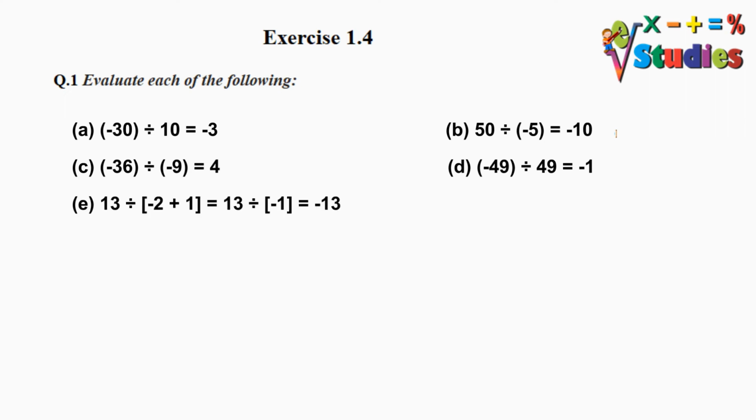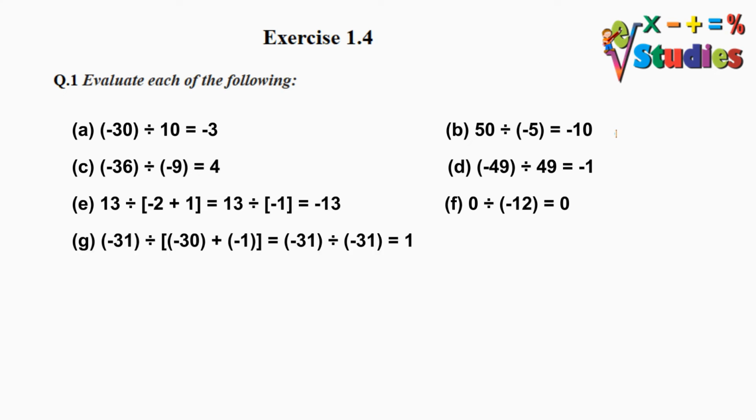In question E, we have 13 divided by the bracket negative 2 plus 1. When there is negative 2 plus 1, we need to do subtraction. So in the bracket it will be negative 1. So 13 divided by negative 1 will give us negative 13. Question F, we have 0 divided by negative 12. When 0 is divided by a number, the answer would be 0.